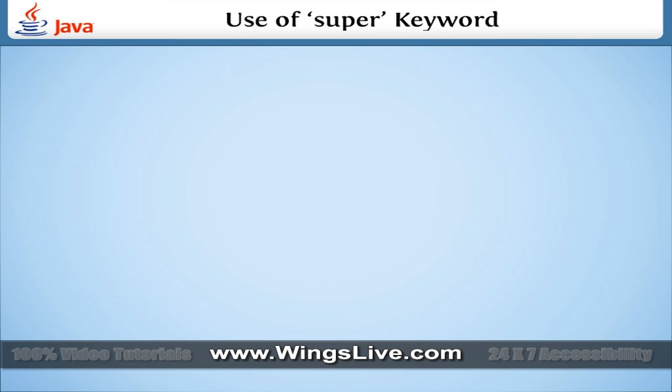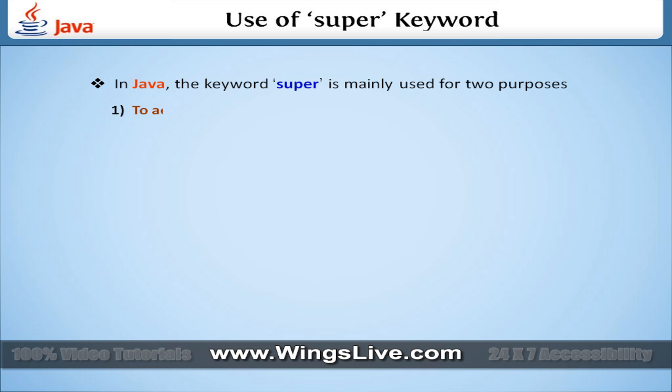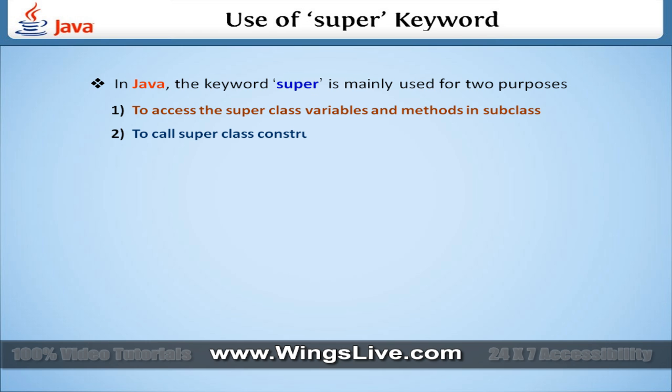Use of super keyword. In this lesson, we are going to discuss the keyword super. In Java, the keyword super is mainly used for two purposes. 1. To access superclass variables and methods in subclass. 2. To call a superclass constructor in the subclass. Let us discuss them one by one.